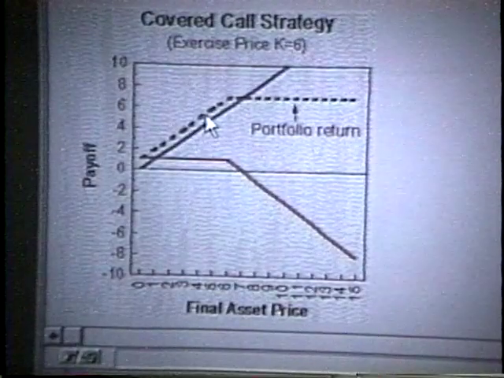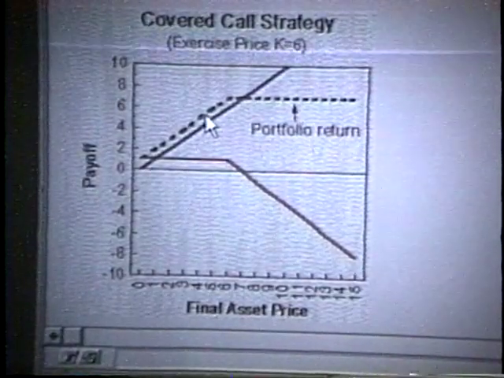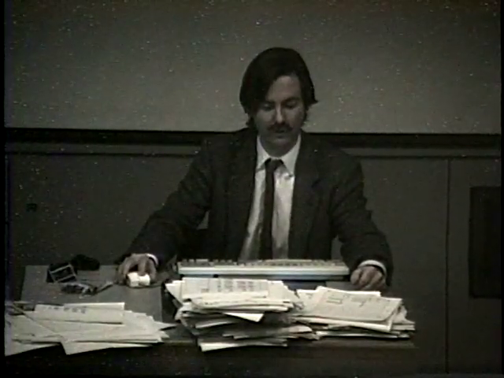Yes? This is reflecting a gross payout. We're ignoring what you paid for the stock. The point being, yeah, exactly. So we could redo this with a net payout for the stock also. And that would just shift this blue line over. But this is a gross payout for the stock.